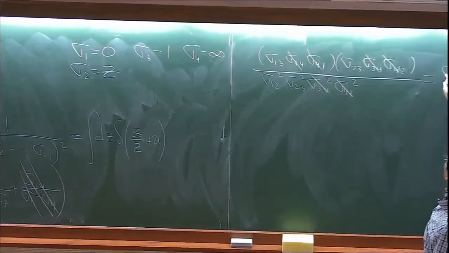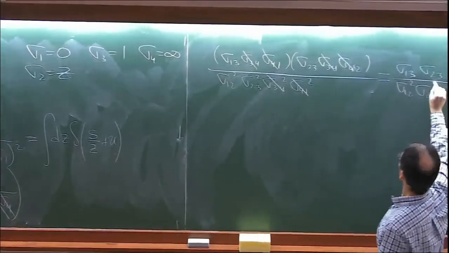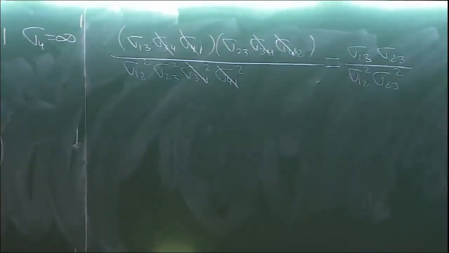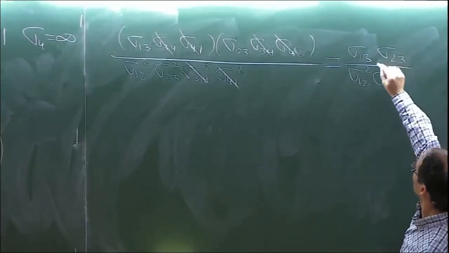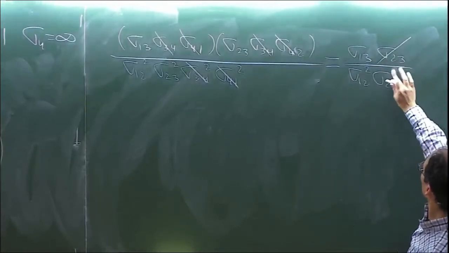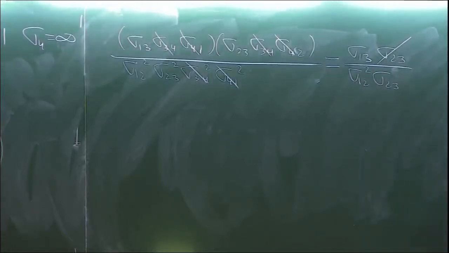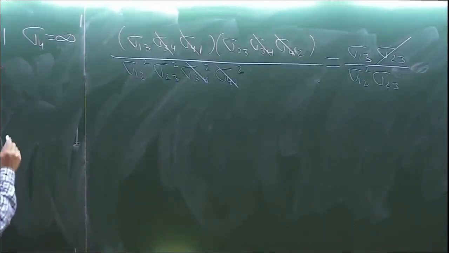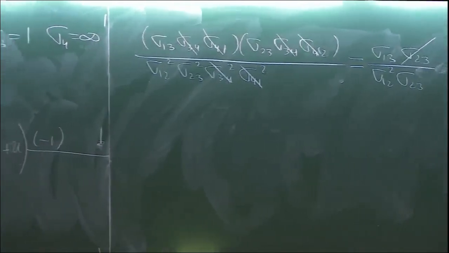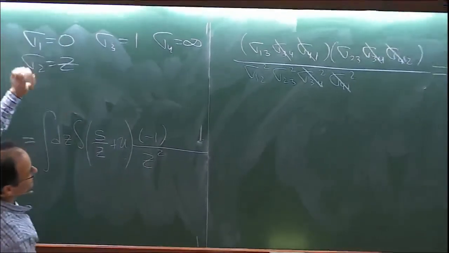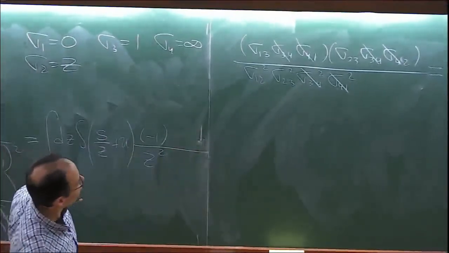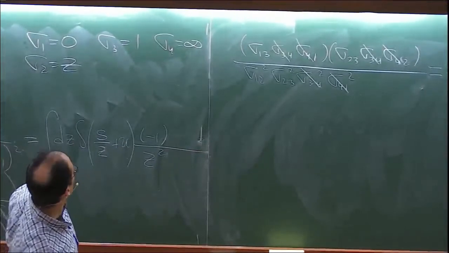And finally, we can get sigma 13, sigma 23 over sigma 12 squared, sigma 23 squared, which very nicely, this factor cancels this. And that's what we have. And now let's write it in terms of the variables that we have over here. So sigma 13 is minus 1, divided by sigma 12 squared, times sigma 23.